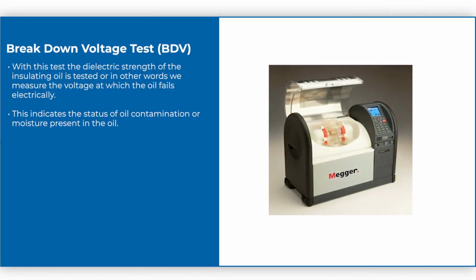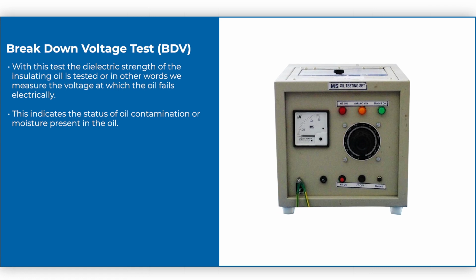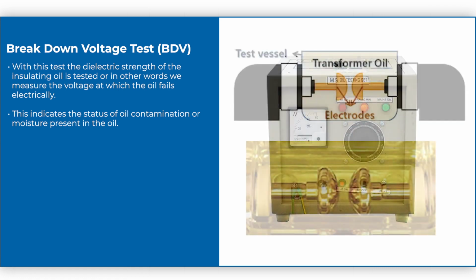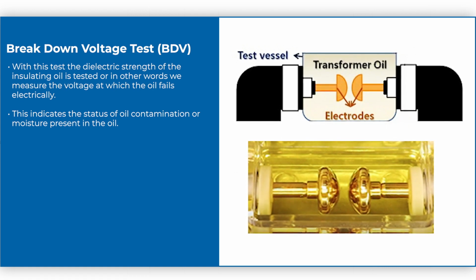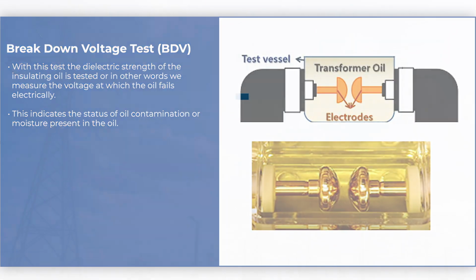Breakdown voltage test. With this test, the dielectric strength of the insulating oil is tested, or in other words, we measure the voltage at which the oil fails electrically. This indicates the status of oil contamination or moisture present in the oil.